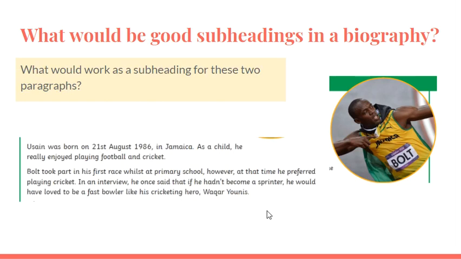Usain was born on the 21st of August 1986 in Jamaica. As a child, he really enjoyed playing football and cricket. Bolt took part in his first race whilst at primary school, however at that time he preferred playing cricket. In an interview, he once said that if he hadn't become a sprinter, he would have loved to be a fast bowler like his cricketing hero Wako Yunis.